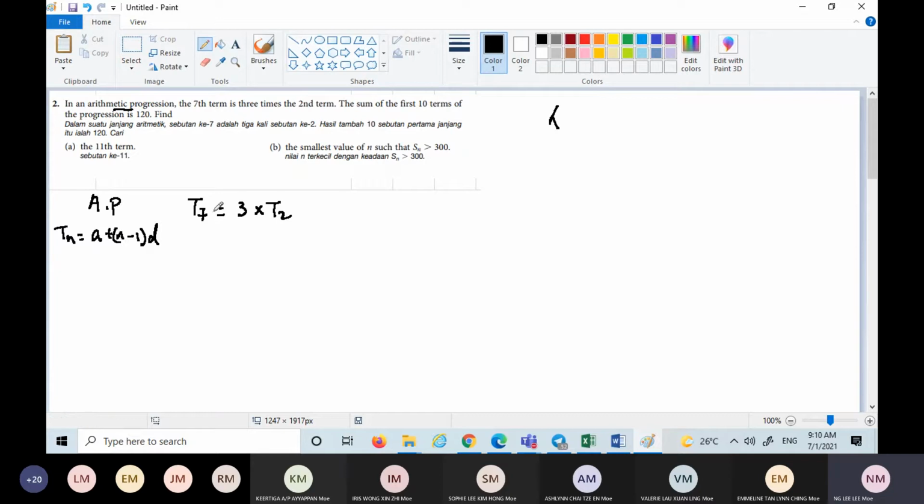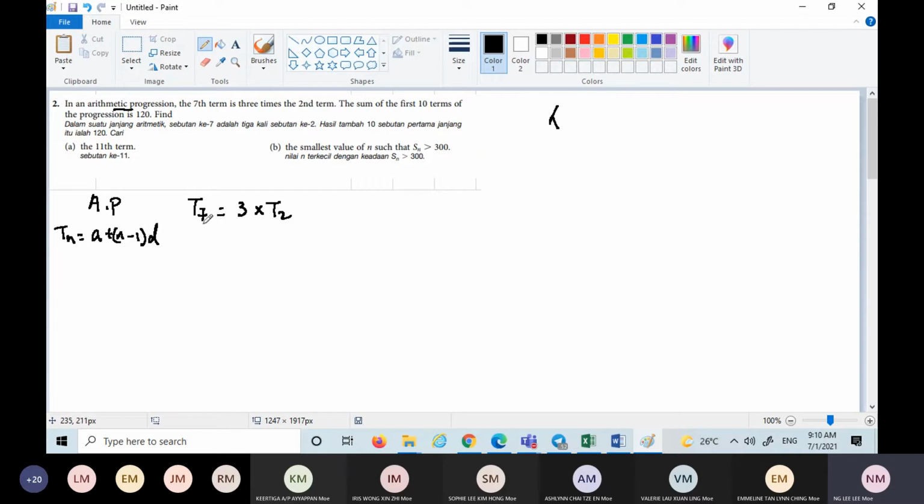There's one girl who wrote it the other way around. She wrote T2 equals 3 times T7. Everything wrong. So just be careful when you transform from the sentence to the mathematical equations. You have to be careful.